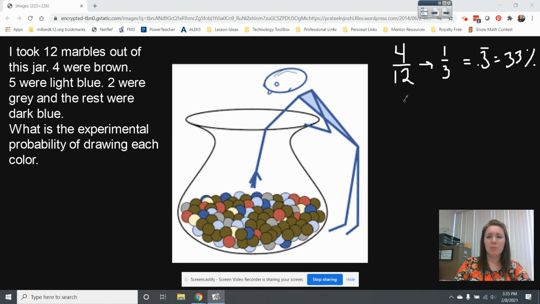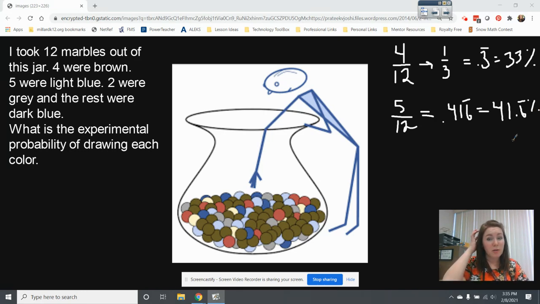Okay, 5 were light blue. 5 out of 12. Now that doesn't simplify to anything else, but we can change it into a decimal. 5 over 12 is 0.416 repeating. Whew. Which we can put into a percent, 41.6 repeating percent. So it's approximately 42%.